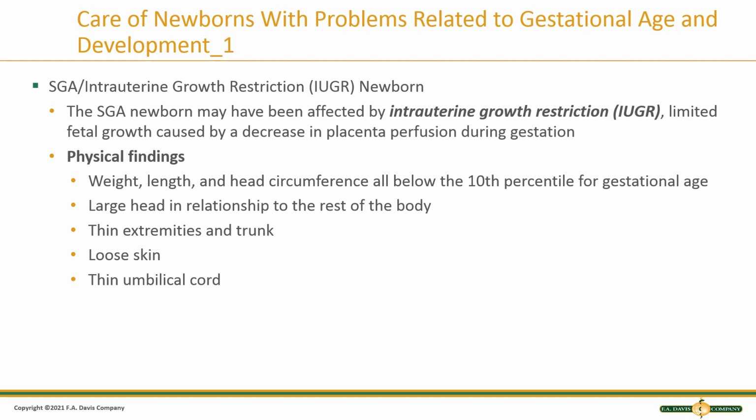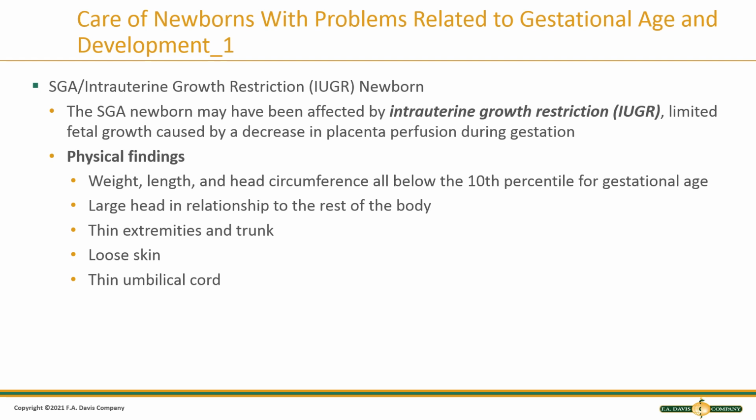Your SGA, or small for gestational age, could be contributed to intrauterine growth restriction of the newborn, or IUGR. This is limited fetal growth caused by the decrease in the placental perfusion during gestational age. So when we look at the baby, we look at the weight and the length and the head circumference to see how symmetrical they are and where they fall on the graph. If they all fall below the 10th percentile, we measure them as SGA.